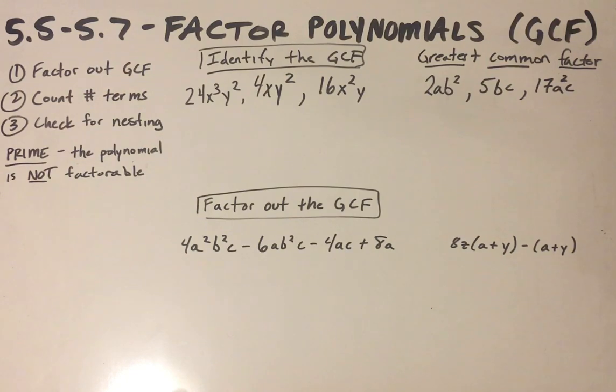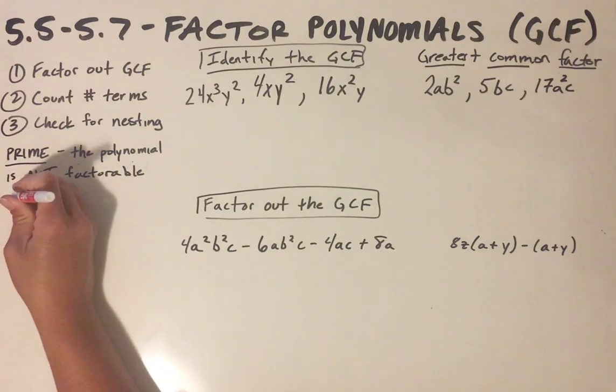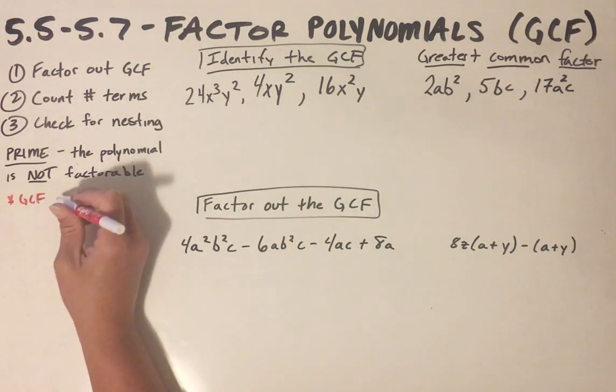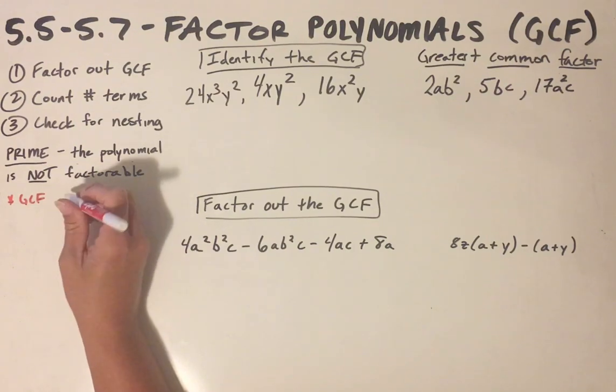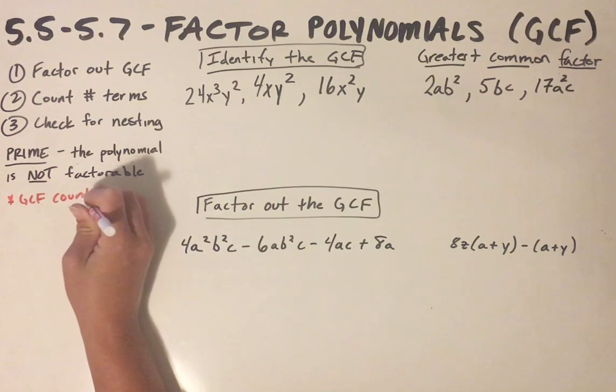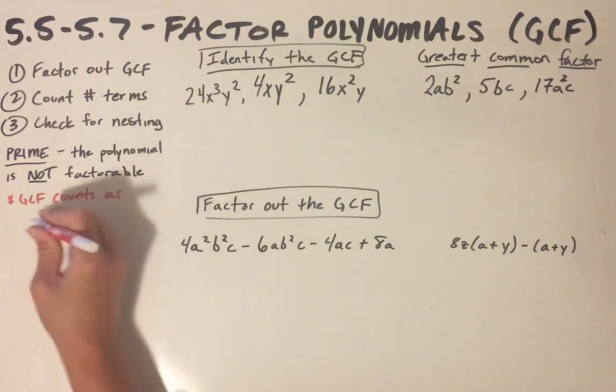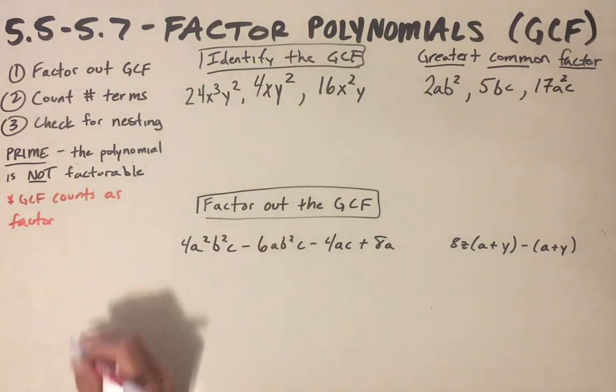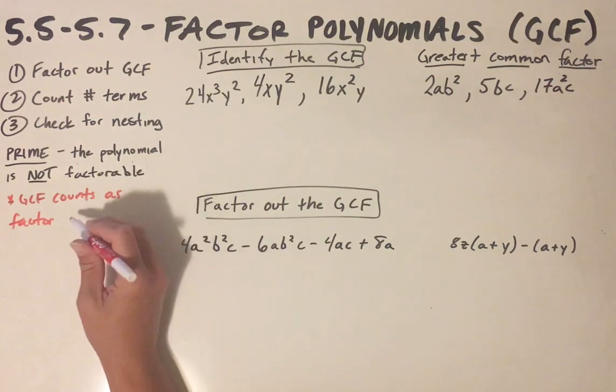First thing that I want to talk about is, what does prime mean? When you say a polynomial is prime, it means that it cannot be factored, or it's not factorable. And remember, if you have a GCF and you take a GCF out, you have factored the polynomial. So a GCF counts as factoring.